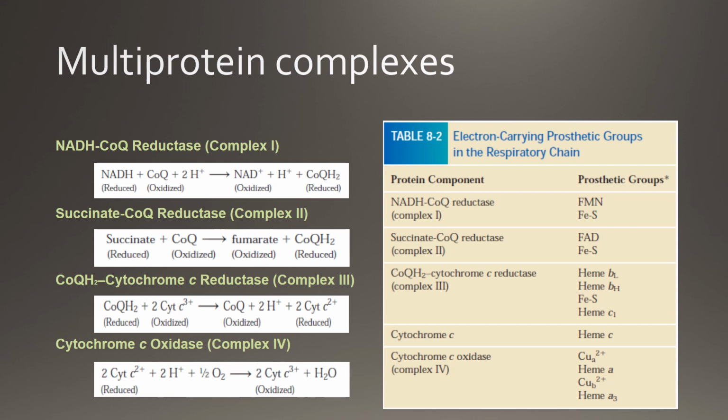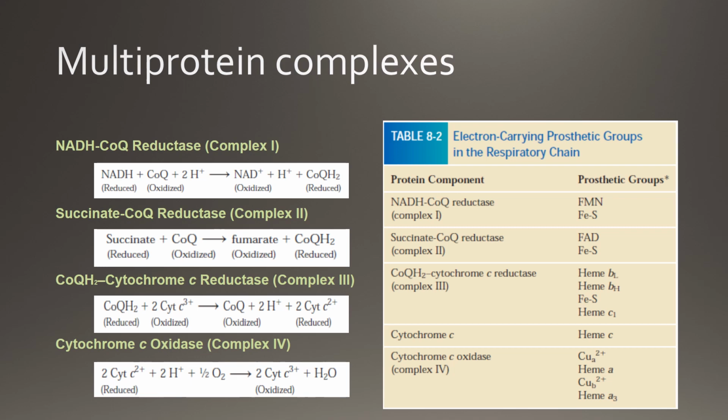For each pair of electrons transferred, the overall reaction catalyzed by the coenzyme QH2 cytochrome C reductase complex is coenzyme QH2 plus 2 cytochrome C (Fe3+) gives coenzyme Q plus 2 protons plus 2 cytochrome C (Fe2+).